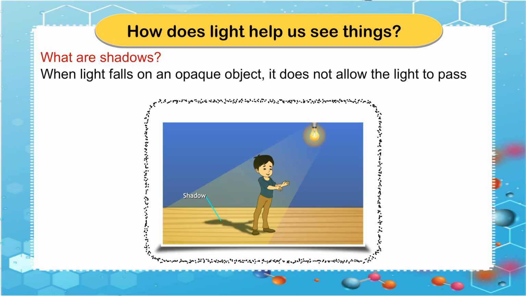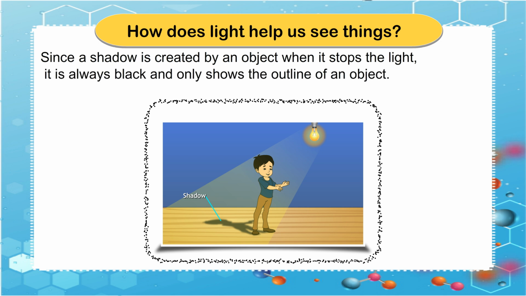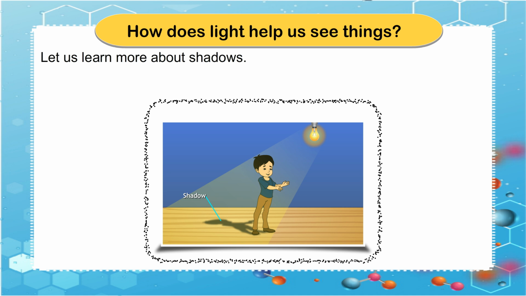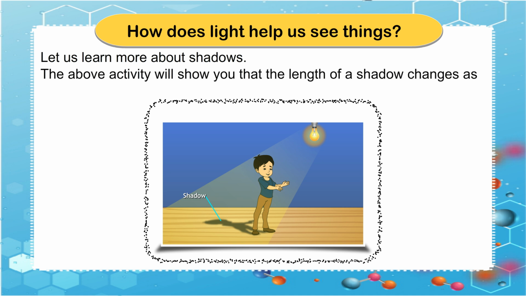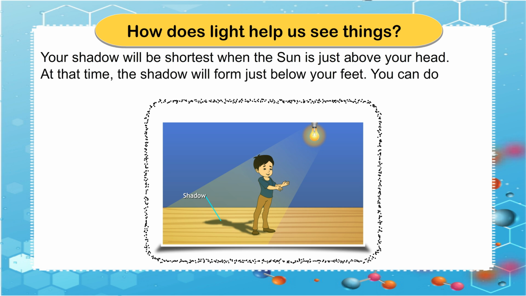What are shadows? When light falls on an opaque object, it does not allow the light to pass through. This creates a dark area behind the object. This area is called the shadow of the object. Since a shadow is created by an object when it stops the light, it is always black and only shows the outline of an object. Let us learn more about shadow. The above activity will show you that the length of a shadow changes as the position of the light source changes. Your shadow will be shortest when the sun is just above your head. At that time, the shadow will form just below your feet.